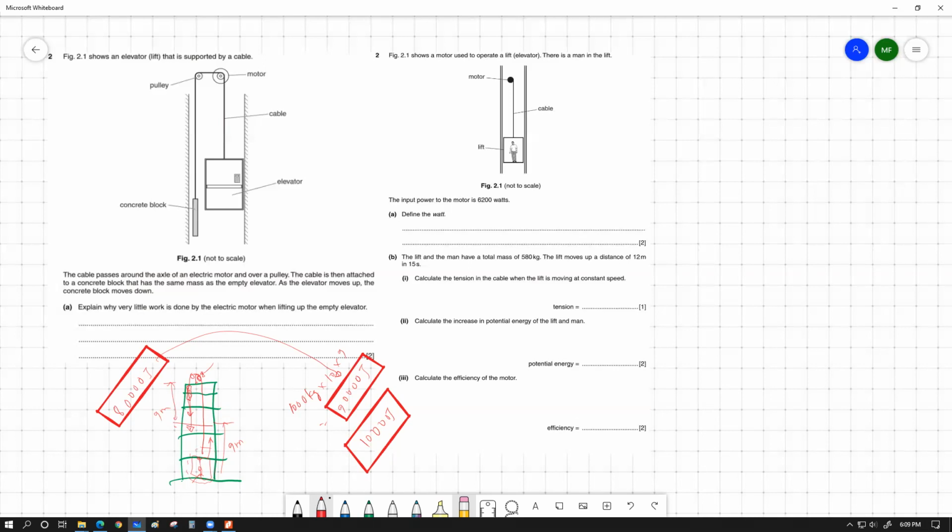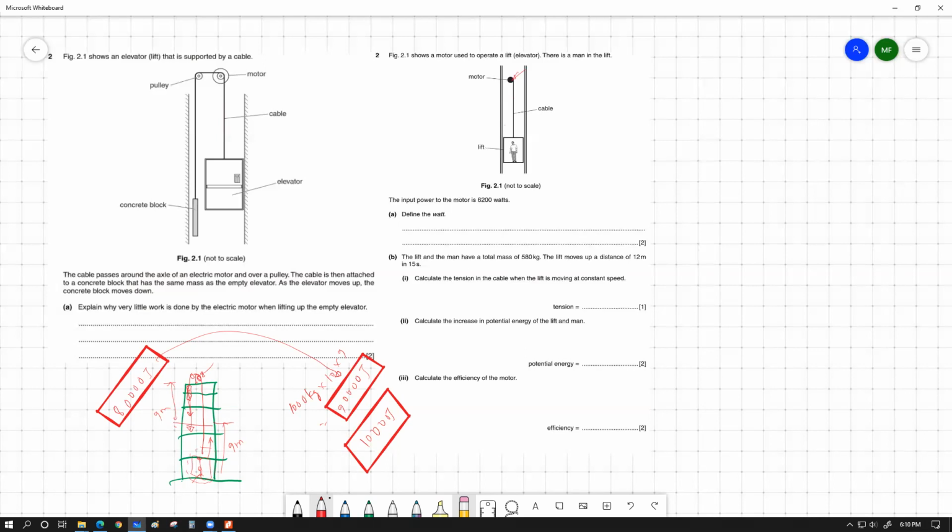So you're always having a fixed amount of energy available within the system, which is practically being transferred, making the whole process much more energy efficient. So that's the basic idea for having the concrete block to save energy. However, if you consider this mechanism here, every single time a person has to go up, because there is no concrete block, all of this energy has to come from the motor.